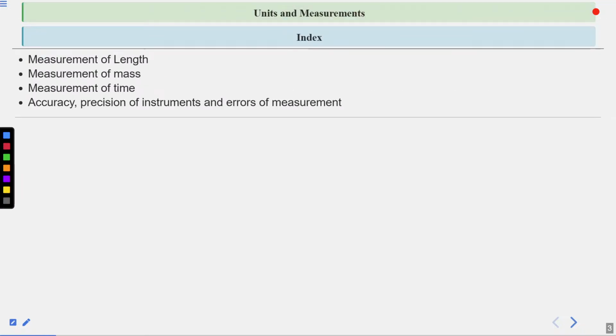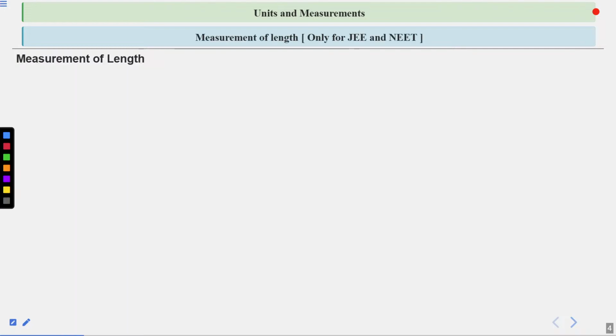So in today's lecture we will cover first measurement of length, then measurement of mass. After that we will learn measurement of time, then accuracy, precision of instruments and errors of measurements. So this is important. So our first topic is measurement of length.